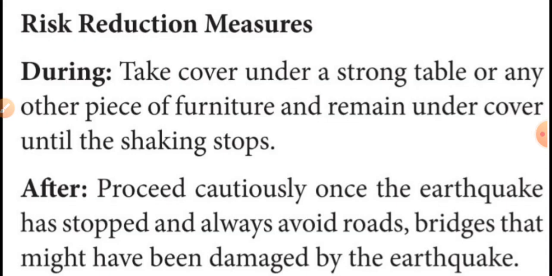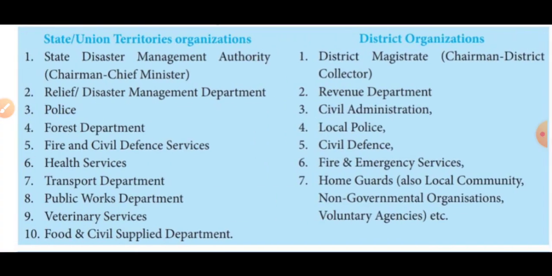Then the last topic is the management of disasters in the state. The state and union territory organizations and services during disasters are the State Disaster Management Authority, Relief for Disaster Management Department, Police Department, Forest Department, Fire and Civil Defense Services, Health Services, Transport Department, Public Works Department, Veterinary Departments, and the Food and Civil Supply Department. These are the important departments providing services during disasters.